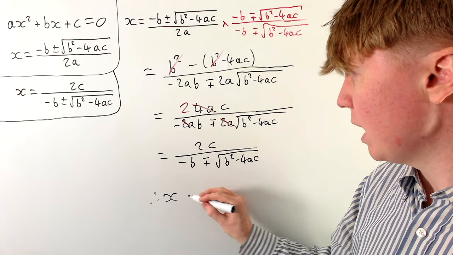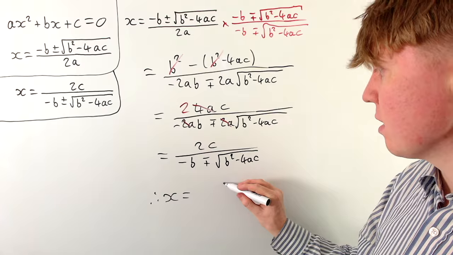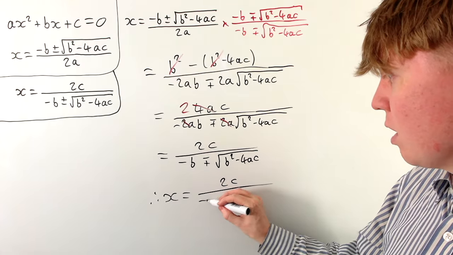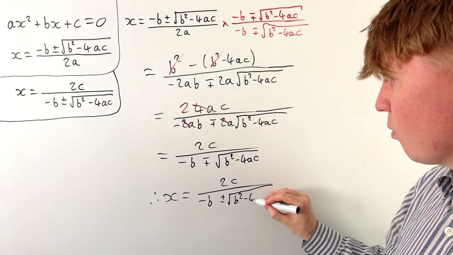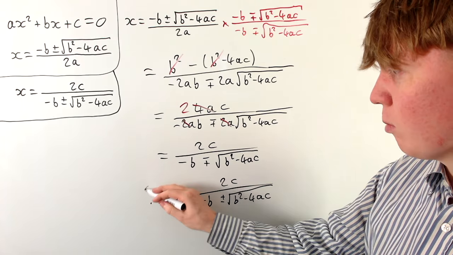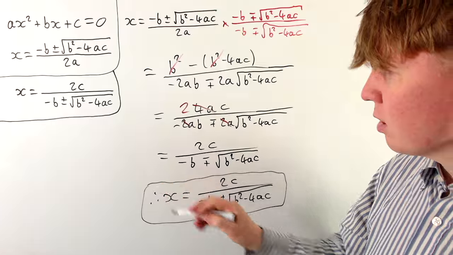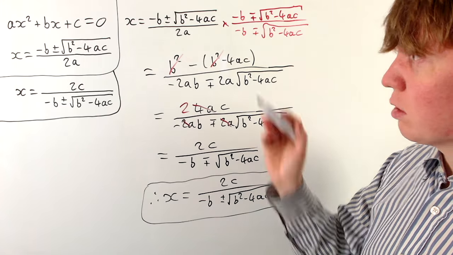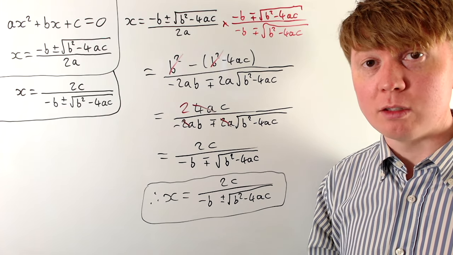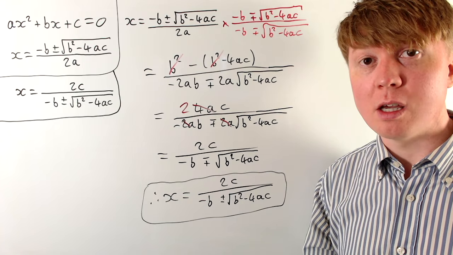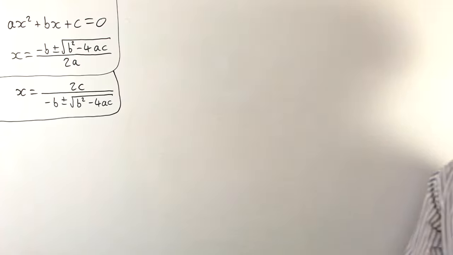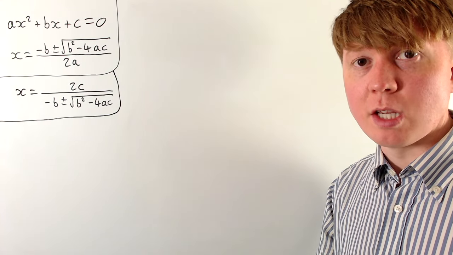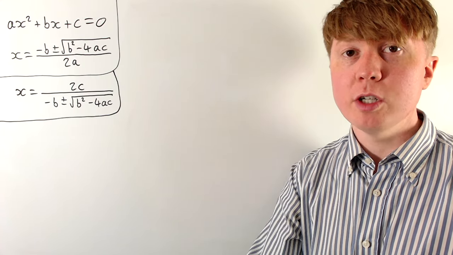So then we can just write this minus plus as plus or minus then. So we end up with 2c over minus b plus or minus the square root of b squared minus 4ac, exactly like we had before. So now we can see how these two expressions are actually just very much the same thing, just one has a rational numerator and the other has a rational denominator. And now we're ready to explore some advantages and disadvantages of each different version.